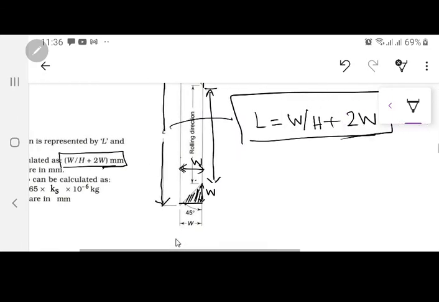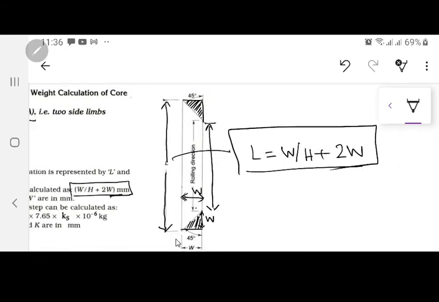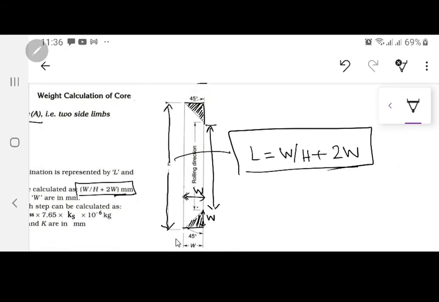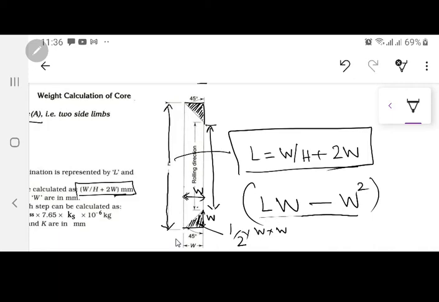Now when you want to find out the area, this is very important. Area for this one would be equal to LW, L is the length, W is the width, minus these shaded triangles. Each triangle has an area of half into W into W, so this will be equal to W square overall. So the area of one sheet or one step is equal to LW minus W square.